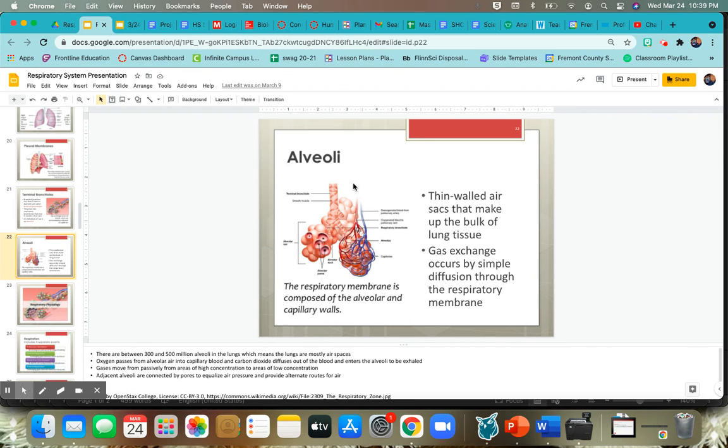There are between 300 and 500 million alveoli in your lungs. So your lungs are mostly air spaces. If you were to take out your lungs and weigh them, most of the tissue mass would come from the alveoli. What happens is the oxygen passes from the alveoli air, so the air that comes down through everything into the alveolar sacs, into the capillary blood, and then the carbon dioxide diffuses out of the blood and comes into the alveoli. So the alveoli gets rid of the oxygen and pushes it into the blood, and the blood gets rid of the CO2 and pushes that into the alveoli.